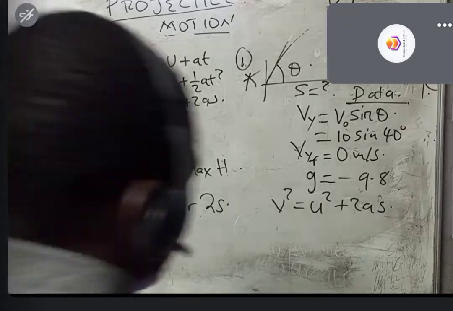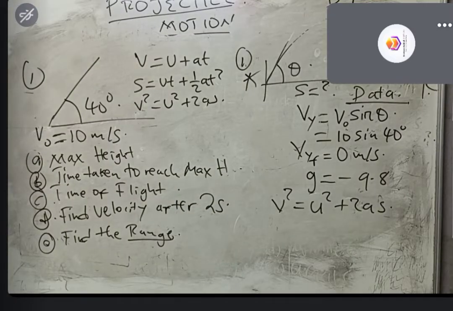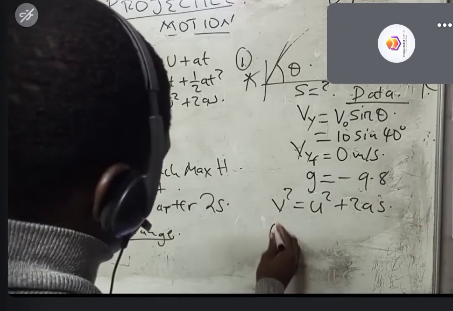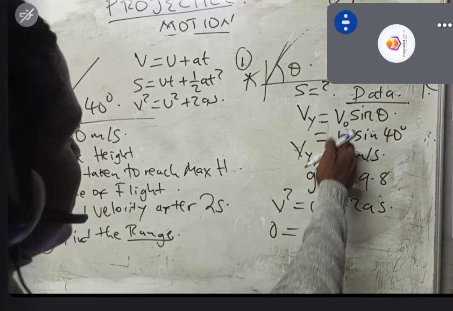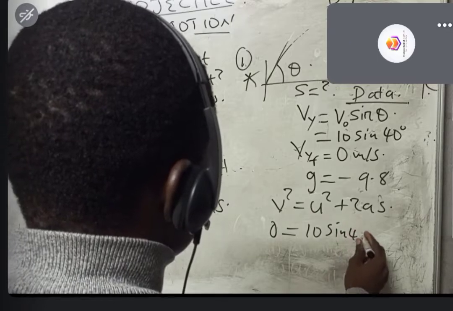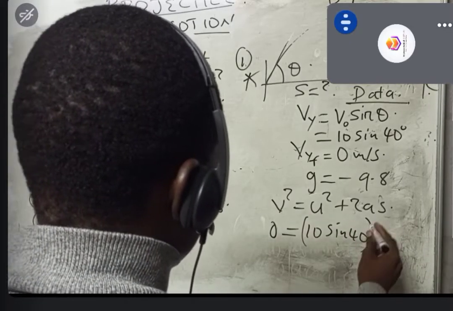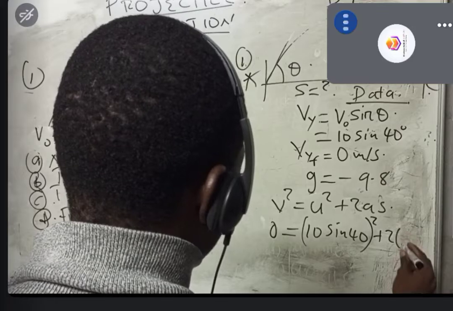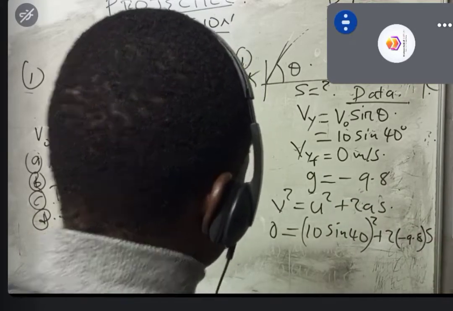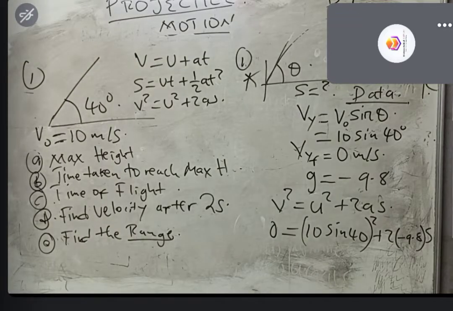So what do we know about v, u, a and s? I don't want to come up with a formula, I don't have enough time in an exam. Final velocity is 0. Initial velocity is v sine theta, which is 10 sine 40, squared. Plus, the acceleration due to gravity is negative 9.8, and I'm finding S. Okay.